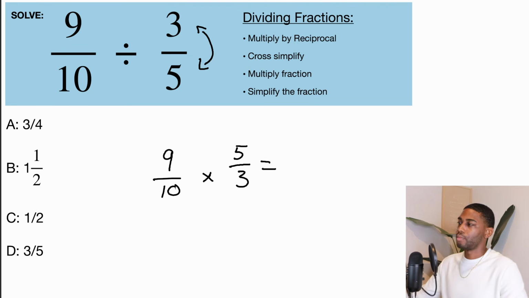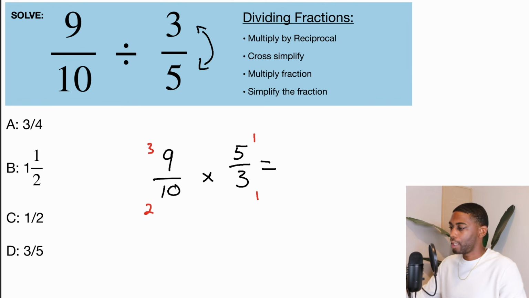Boom. Now, can we cross simplify? We sure can. In many ways, actually. What number goes into both 5 and 10? 5 goes into both 5 and 10. 5 goes into 5 a total of 1 time. 5 goes into 10. 5 times 2 is 10. So this would be 2 on the bottom. What number goes into both 3 and 9? That would be 3 itself. 3 goes into 3 1 time. 3 goes into 9 a total of 3 times, right? 3 times 3 is 9.